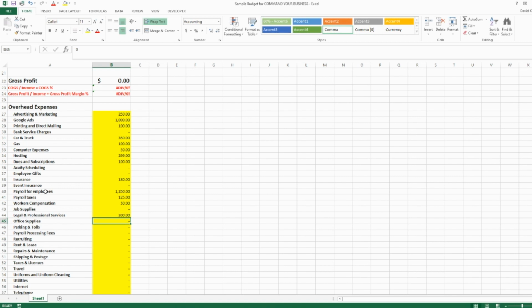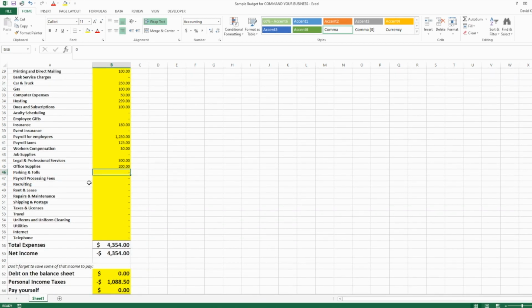Office supplies, this is a great catch-all for everything else if you don't know where to put it. You usually want to estimate high because this can grow substantially. Parking and tolls. I don't expect I'll have anything. Let's just put in $20 a month. Payroll processing, you can assume that's about $100. I won't be doing any recruiting that I know of.